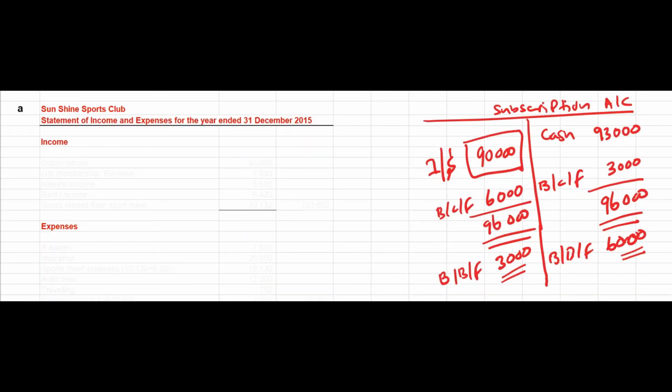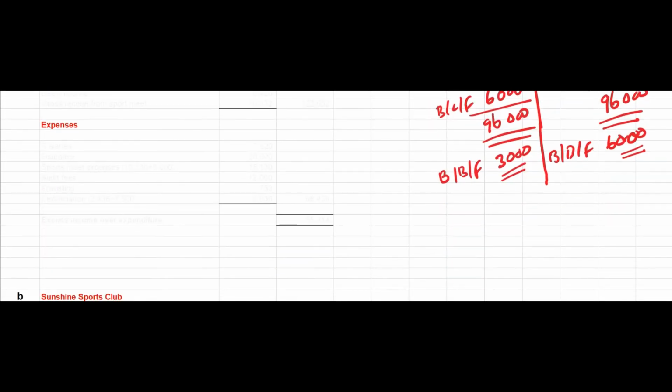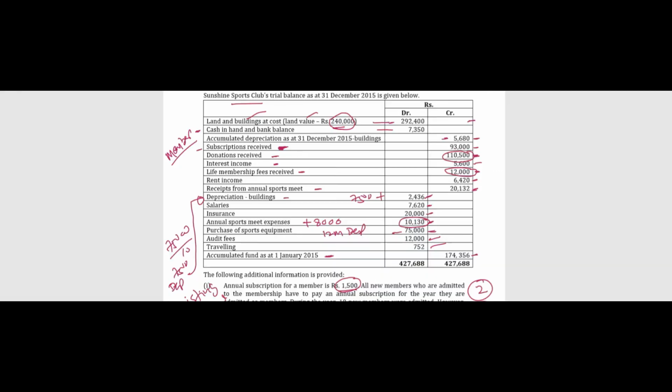So just go to the trial balance, sorry, income statement, go to the financial position, and you will have the book value, depreciation. Okay, so what are the two items? Land and buildings. Land is 240,000, building is 52,400. So this is what you can get from the first item.